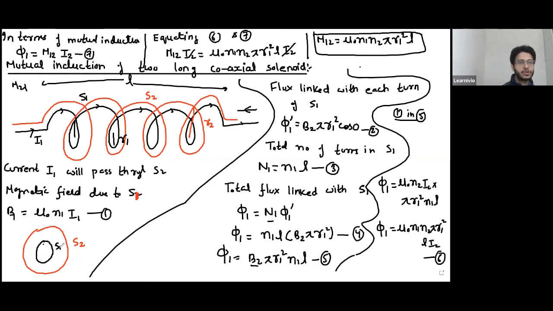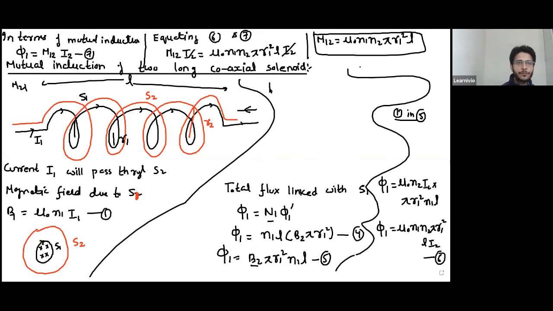This is your inner solenoid S1. You're passing current through S1, so whatever magnetic field you have is inside S1 only. So the magnetic field is only inside S1. There is no magnetic field through S2.